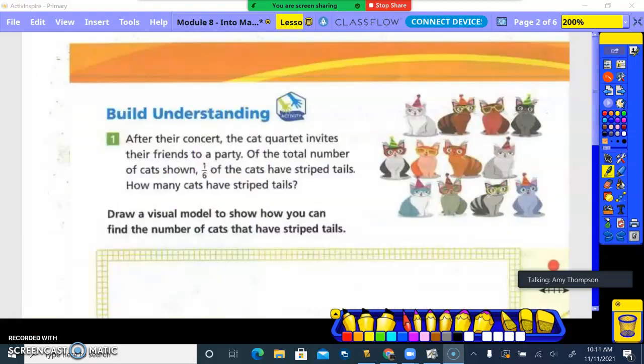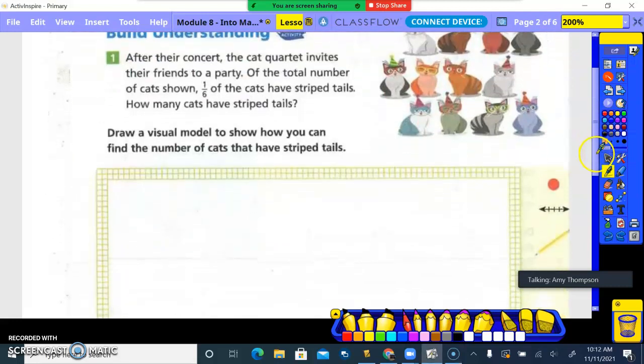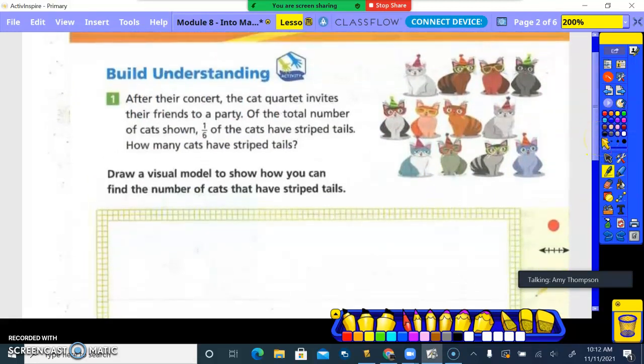Build understanding. After their concert, the cat quartet invites their friends to a party. Of the total number of cats shown, 1/6 of the cats have striped tails. How many cats have striped tails? Draw a visual model to show how you can find the number of cats that have striped tails. So basically, how many total cats do we have? 12, right? Okay, so since they say 6, we know that 12 is a multiple of 6, correct?